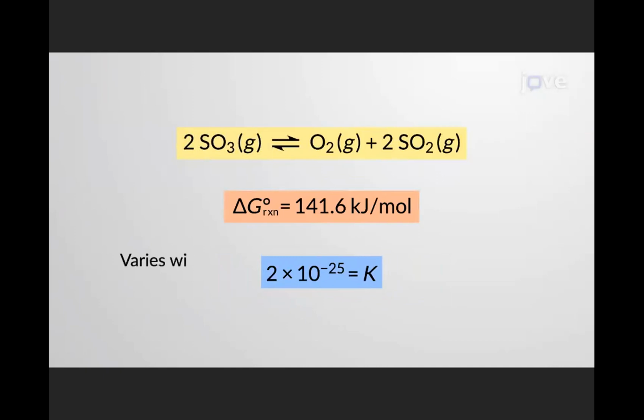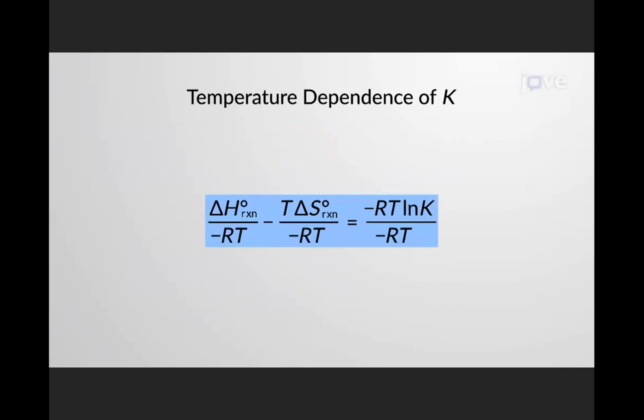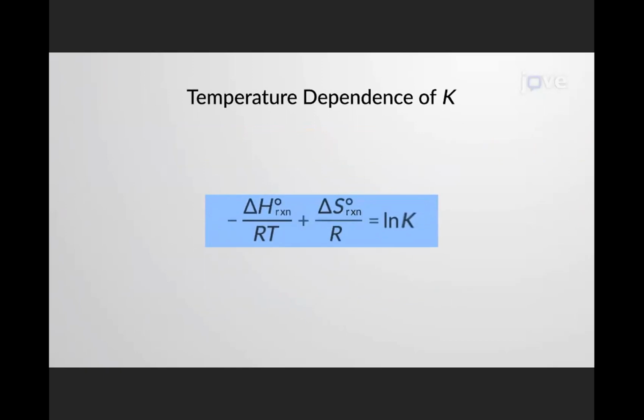Notably, if the temperature varies, the equilibrium constant will also change. The temperature dependence of the equilibrium constant can be derived from the equation that directly relates K to the delta G naught for the reaction. The delta G naught can be replaced by the standard enthalpy minus temperature times the standard entropy. Dividing both sides by negative RT yields ln K equals negative delta H over RT plus delta S over R.